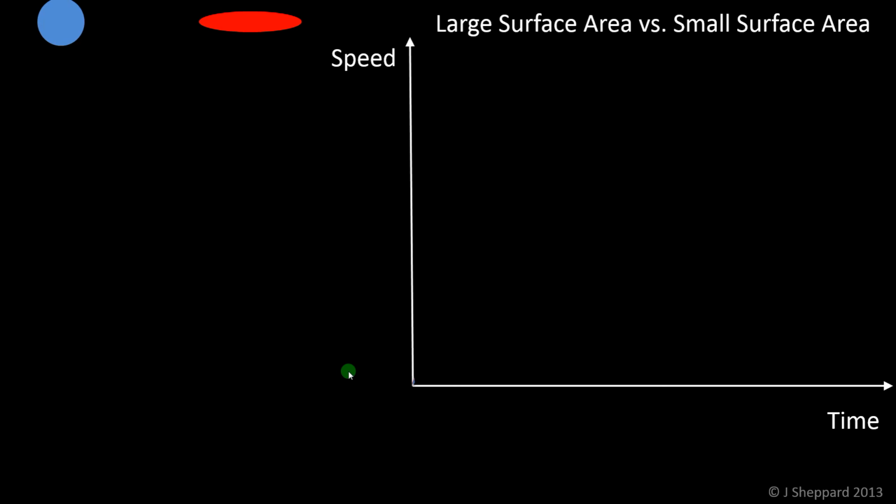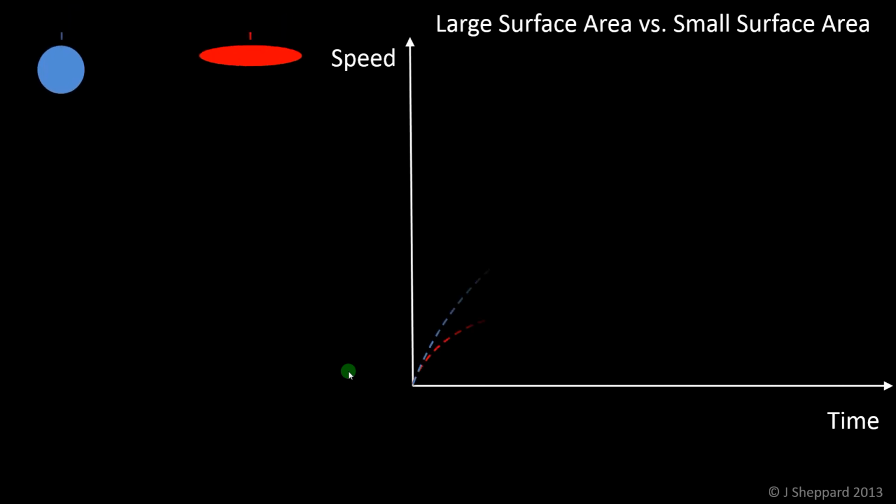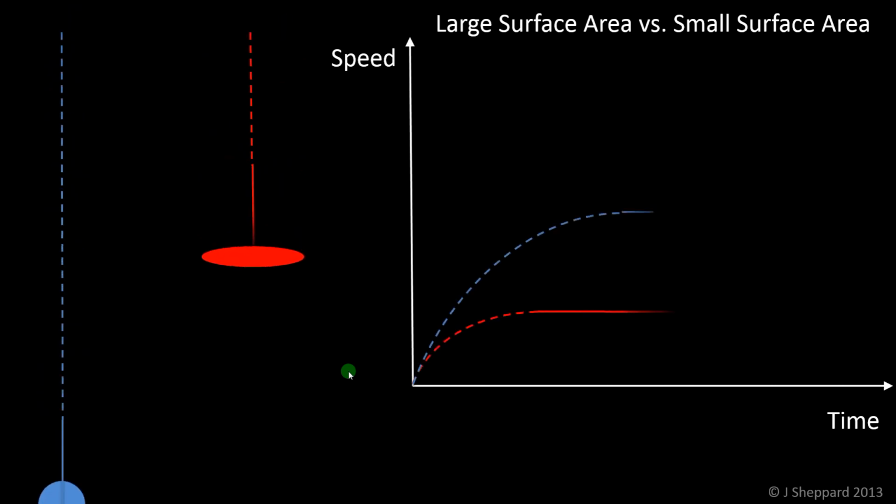So if you watch carefully as these objects fall, you'll be able to see how this works, okay? The small surface area object on the left falls much faster than the large surface area object on the right. They both accelerate to start with, okay? But at every point, the small surface area object is moving faster. You can see that by the fact that the blue line is always above the red line on this speed time graph. The small surface area object represented by the blue line is always moving faster.